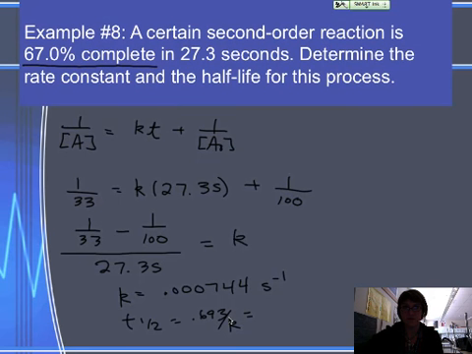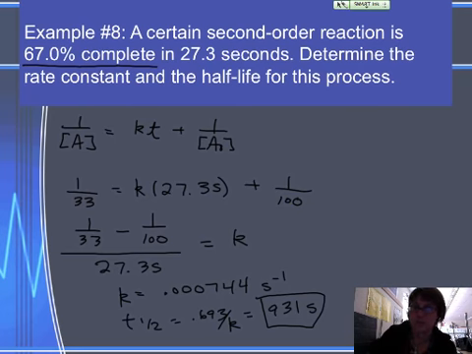3 sig figs? Yep, looks like 3 sig figs. So let's just call that 931 seconds. There you go. That's how we use the integrated rate law, not just to determine the rate law for any reaction, but also to answer follow-up questions about those reactions themselves. So we'll practice this more in class, and I'll see you soon.